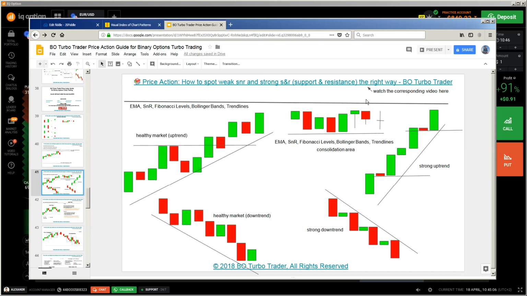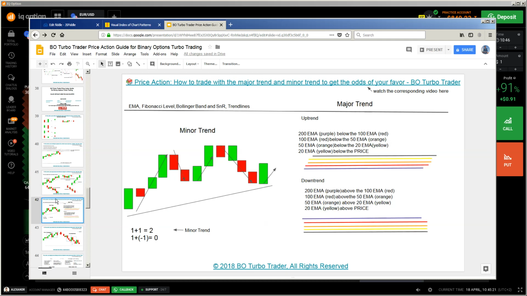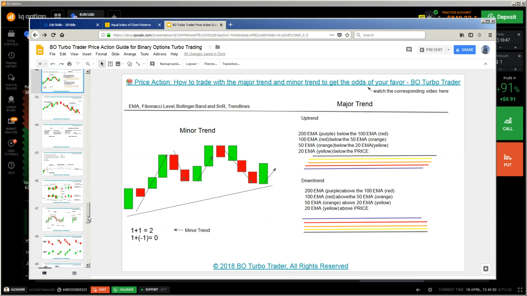Try to avoid such trading setups on a consolidation market, because in a consolidation area, candlestick math, candlestick analysis, and price action will not work. So, okay, then watch this video about trend identification. This will be another topic when I'm going to talk again about Forex, because there you need those EMAs to understand the trend.